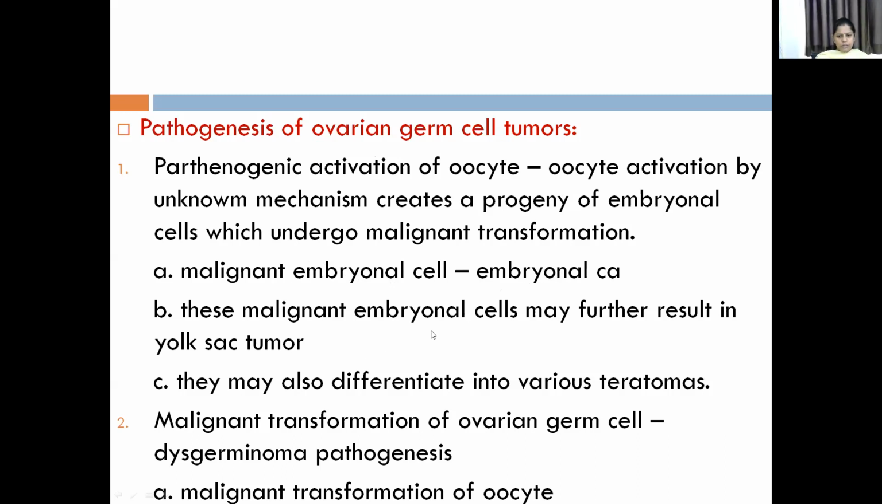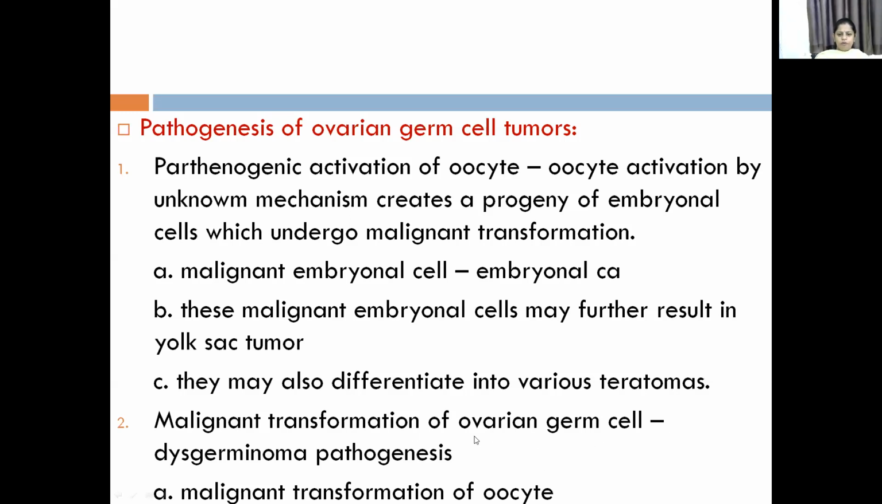These malignant embryonal cells may further result in yolk sac tumor. When the differentiation is towards a yolk sac type of cell, then you call it a yolk sac tumor. And they can also differentiate into varied teratomas. What is a teratoma? A teratoma is a tumor that arises from all the three germ layers. What are the three germ layers? Ectoderm, mesoderm, and endoderm. Okay.